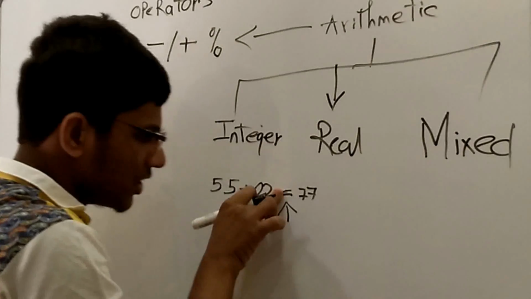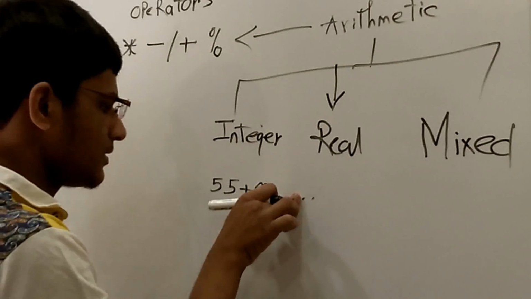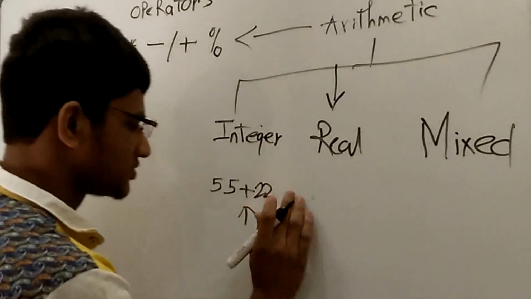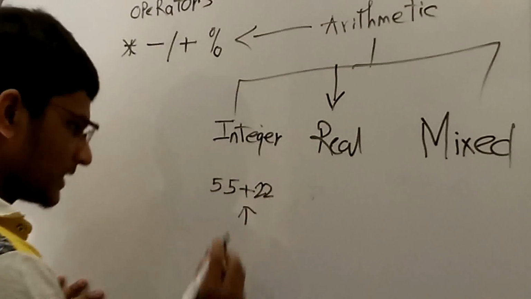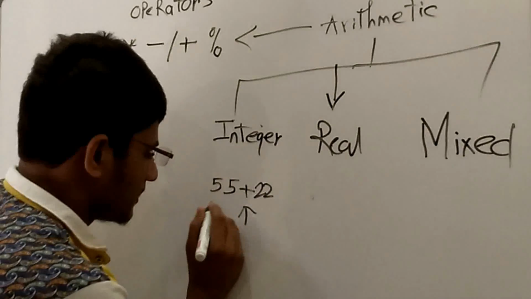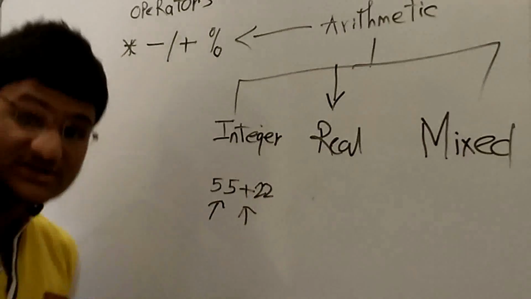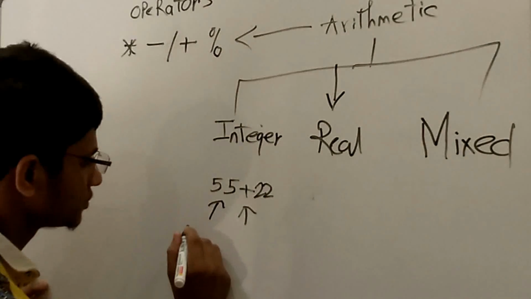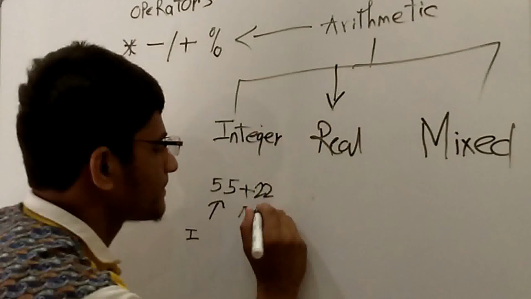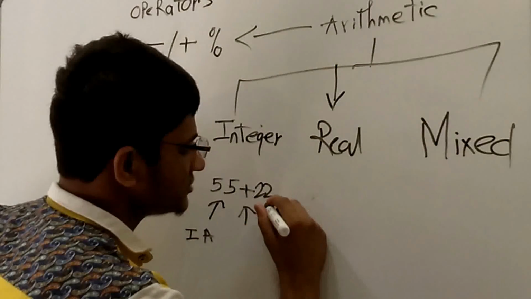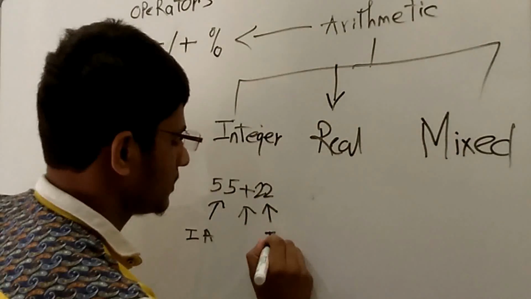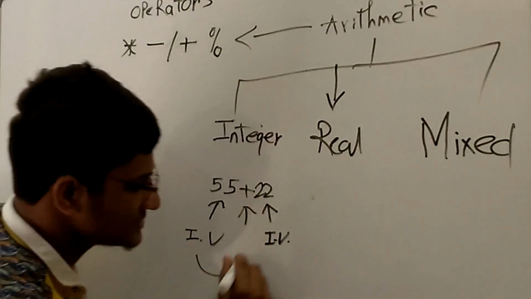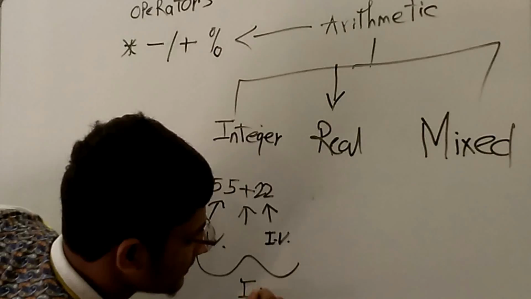Actually, equals to will not come under operator. So let's take the example as this much only. So this is our one operator, an arithmetic operator. This is our variable. But what is the type of variable? It is an integer variable. So this is called integer arithmetic. This variable is also an integer. So the combination of these both things is known as integer arithmetic.